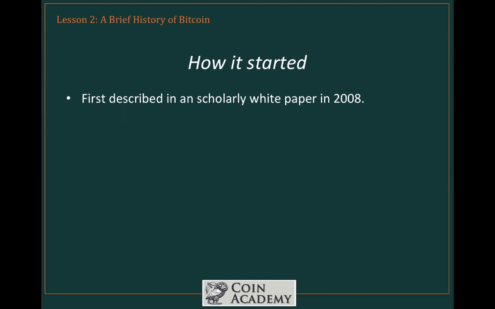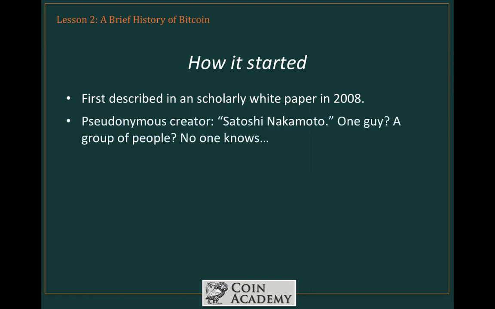Well, it all started back in 2008, when the system now known as Bitcoin was first described in a scholarly white paper. We don't know exactly who published that paper. It was published under a pseudonym. The pseudonym was Satoshi Nakamoto. Was this one guy? Was this a group of people? No one knows for sure.